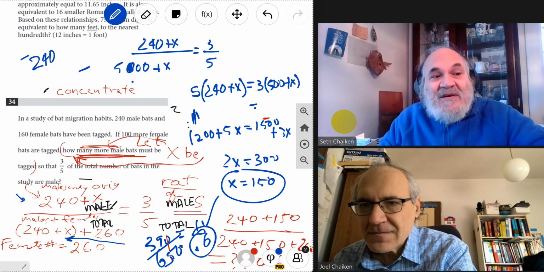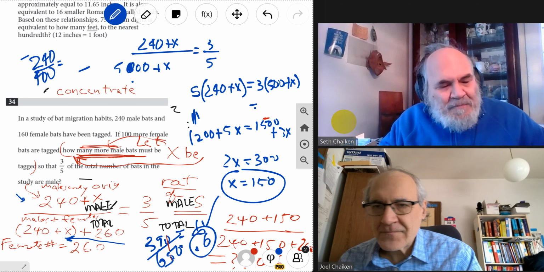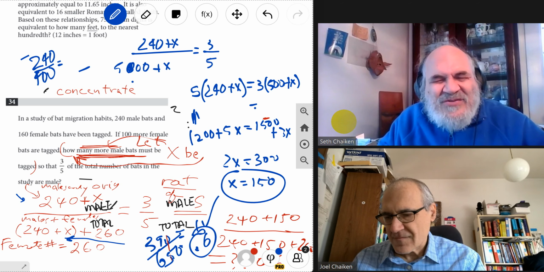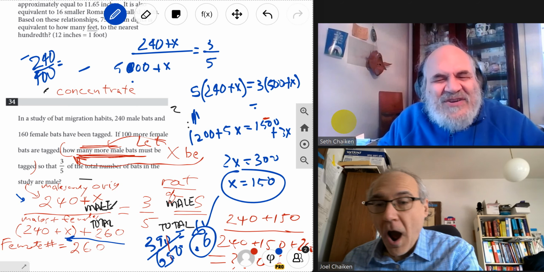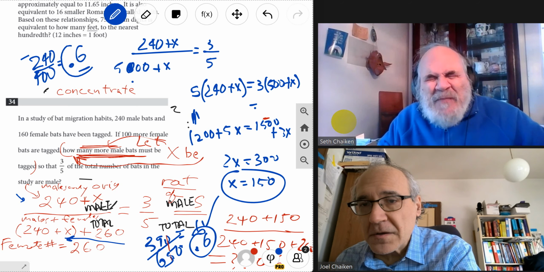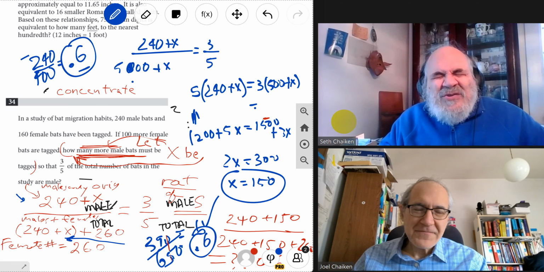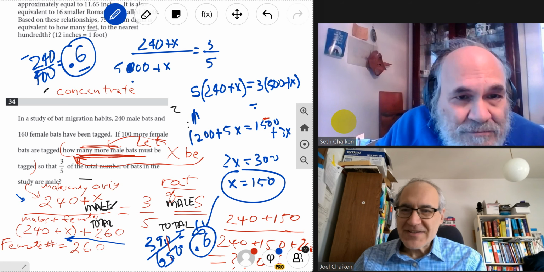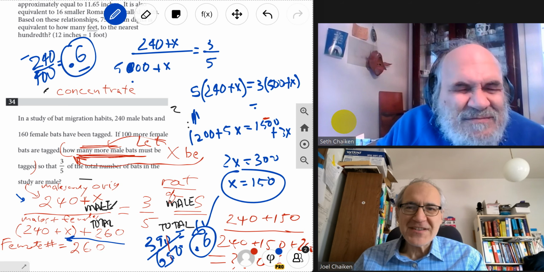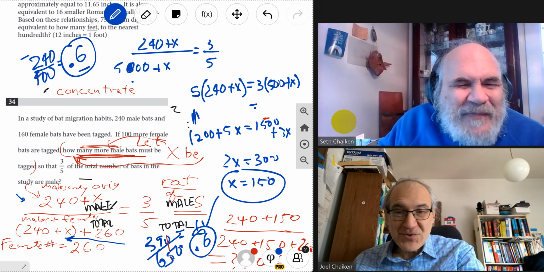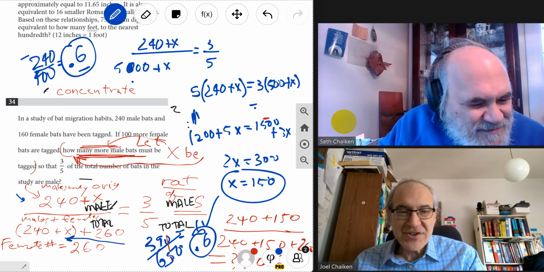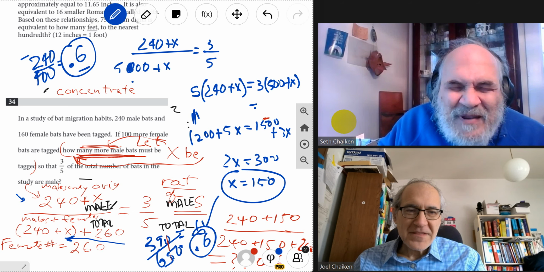But I think, even though it's a problem about concentrations, calculating the original concentration doesn't help. No, but guess what? It's 0.6. Isn't that amazing? So essentially they could have changed the problem. They could have said, if you add 100 more male bats, how many more male bats must you add to keep the same concentration? Yeah, that would have been true. Yeah, they didn't tell you to do that.